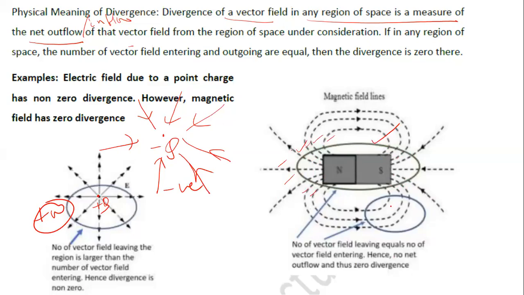region of space. And similarly, if you consider this region of space, you will find that 1, 2, 3 magnetic field vector lines are entering, and 3 of them are leaving. Three of them are entering and 3 of them are leaving this region of space again. That means there is no net inflow or net outflow in this region of space also. So because of that, the divergence of magnetic field is always 0.